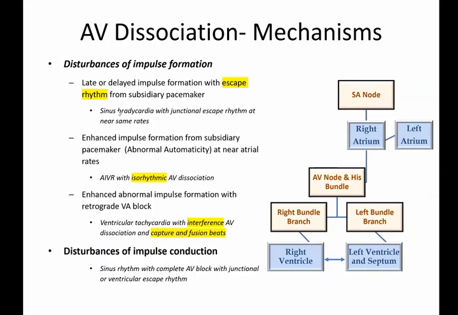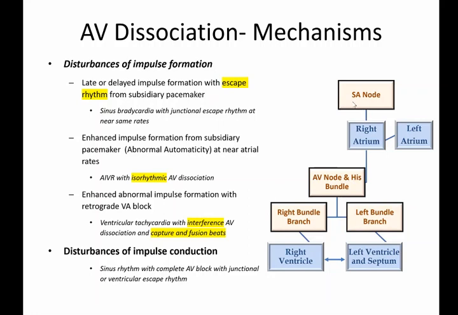Now, the typical example is if you have sinus bradycardia, for example, in an athlete or during a vagal episode, you may have junctional escape rhythm, which may be occurring at the same rate or maybe a little faster than the sinus rhythm. So this is an example of AV dissociation due to late or delayed impulse formation.